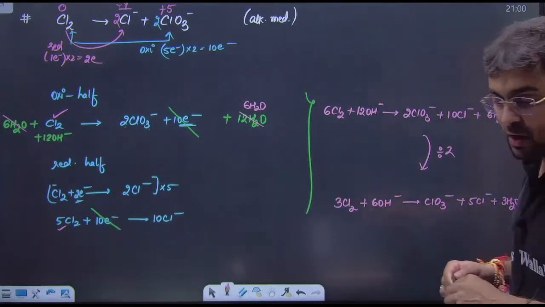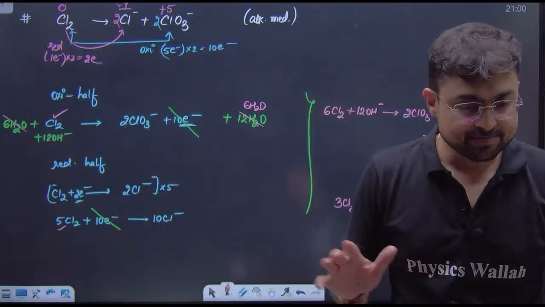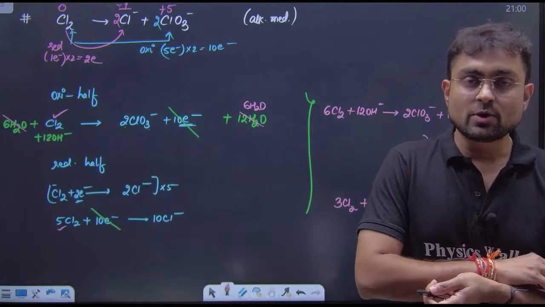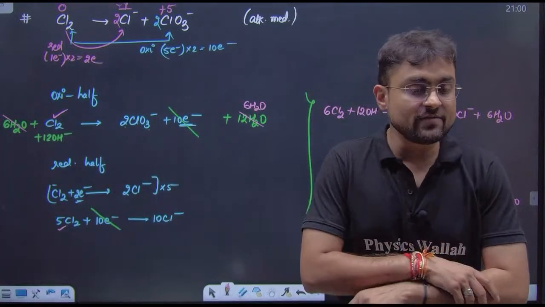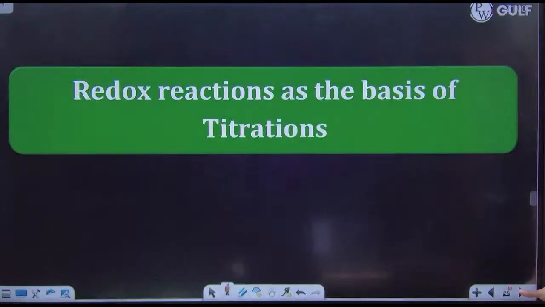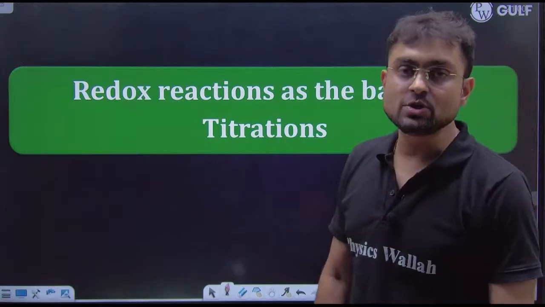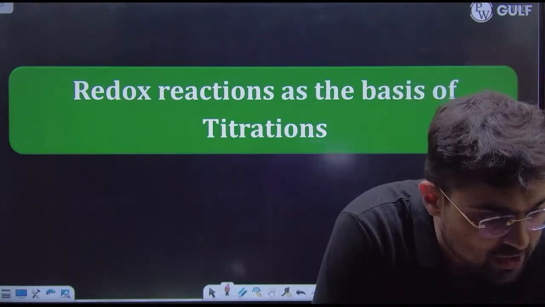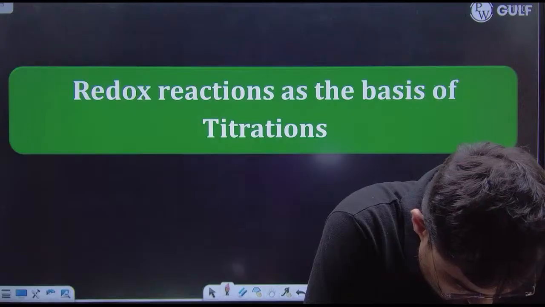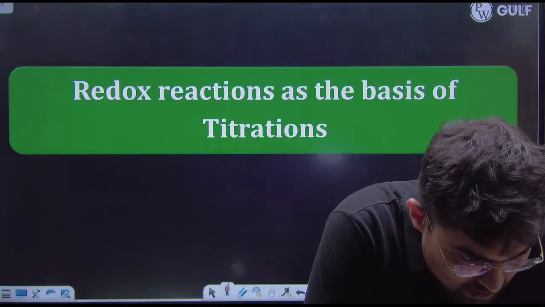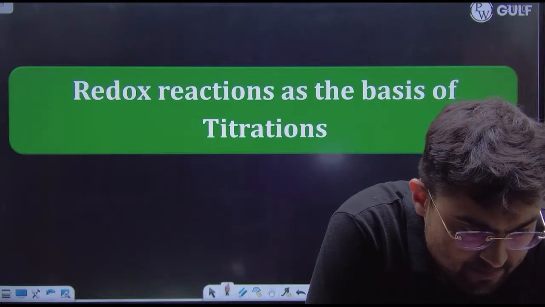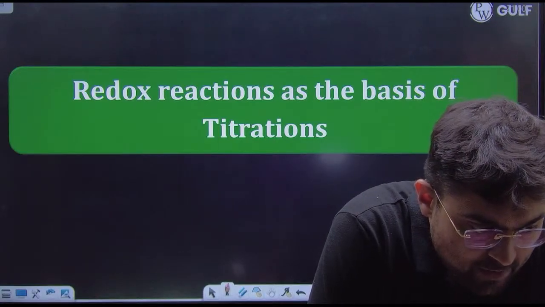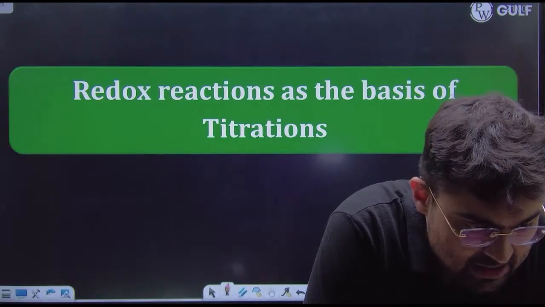Okay guys, superb. So now we are done with balancing of the redox reactions. I know you guys require more practice and definitely we will do that. But let's get started with the new topic, a very small topic, redox reactions as the basis of titrations. Now guys, let me teach you what is a titration, or how many of you know what is titration? How many of you know what are titrations? Nobody knows this? Okay, Himanshi knows this. Very good. And other students don't know?